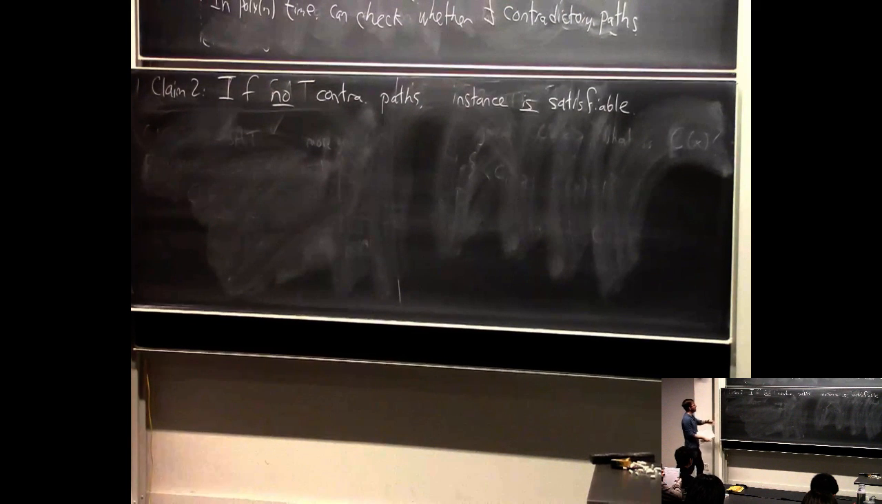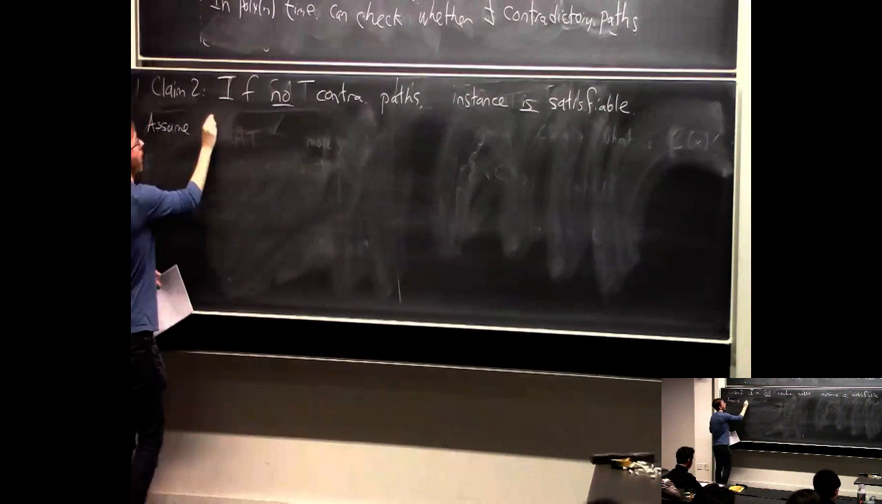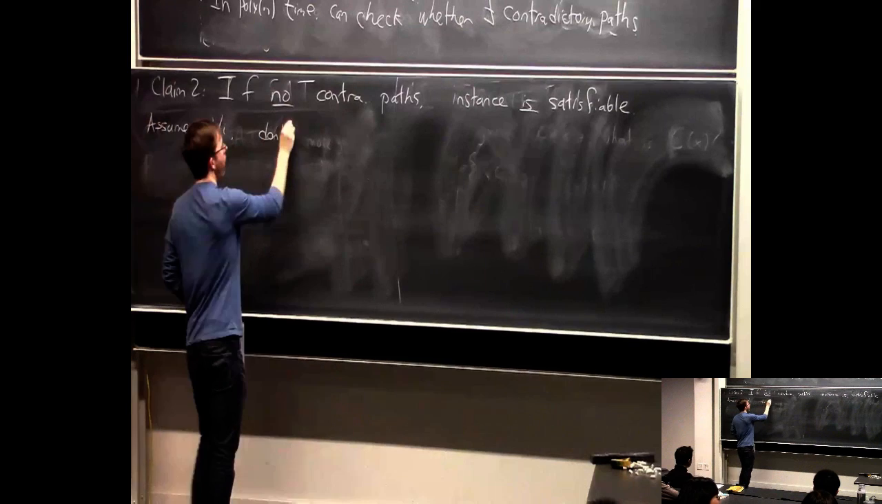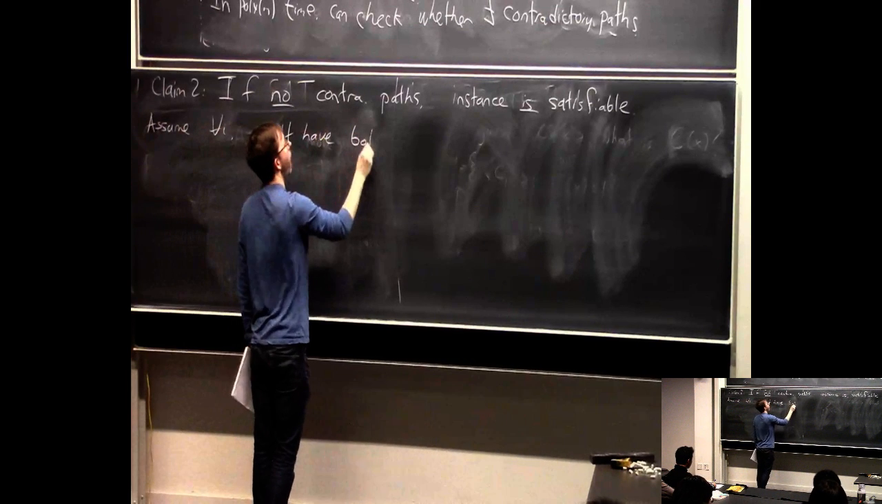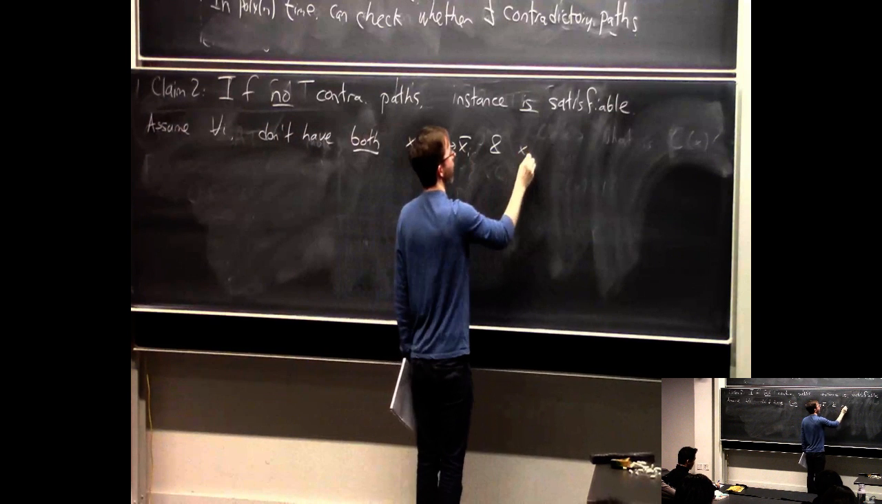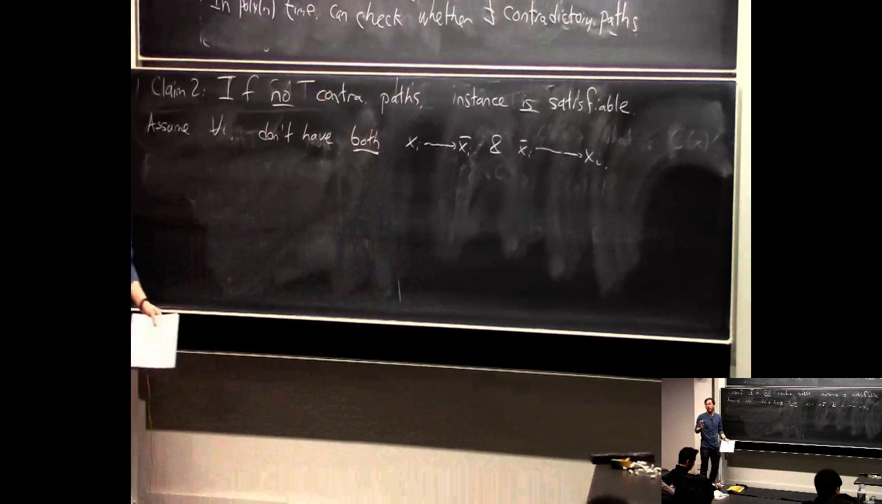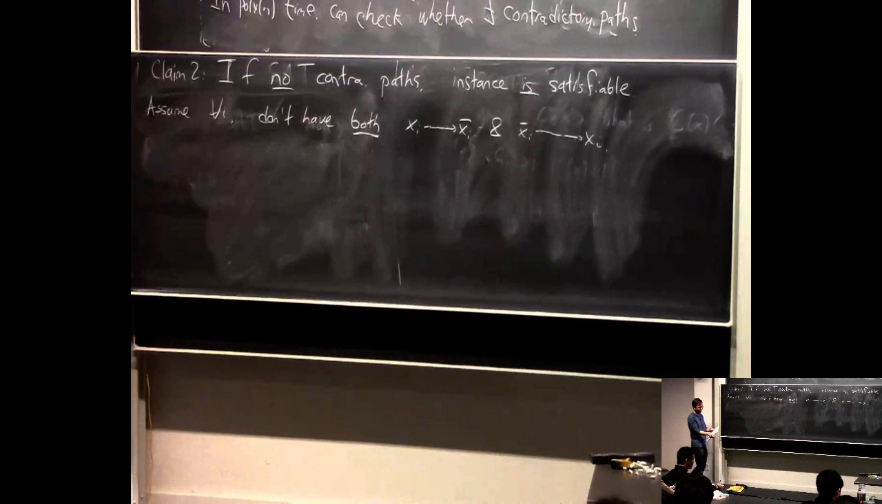So let's assume there are no contradictory paths. For all i, we don't have both xi goes to xi bar and xi bar goes to xi. It's OK if you have one of them. It's OK if you have neither of them. We're assuming you don't have both of them. What we're going to do is prove that the instance is satisfiable. I'm actually going to show you an algorithm that finds a satisfying assignment under this assumption.